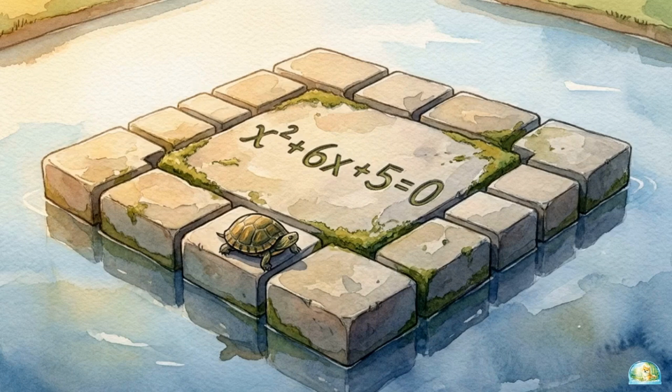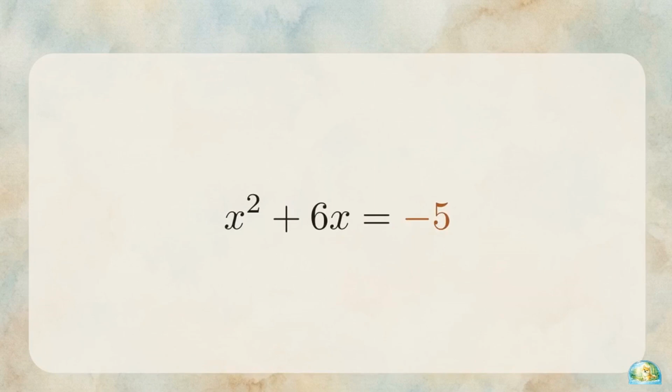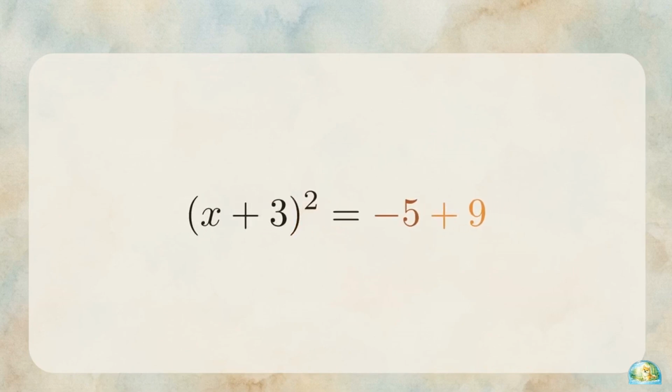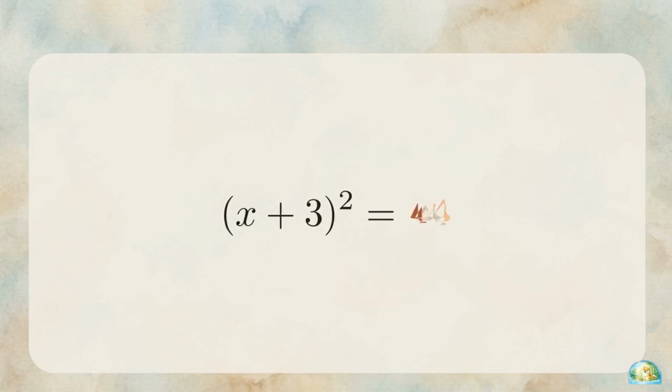X squared plus 6x plus 5 equals 0. To solve this, we complete the square by moving the 5 across the equal sign, leaving us with x squared plus 6x equals negative 5. We add 9 to both sides to balance the equation and create a perfect square on the left. X plus 3 squared equals 4.